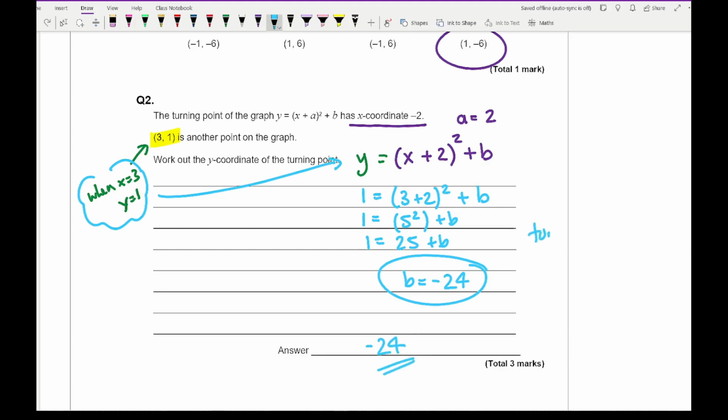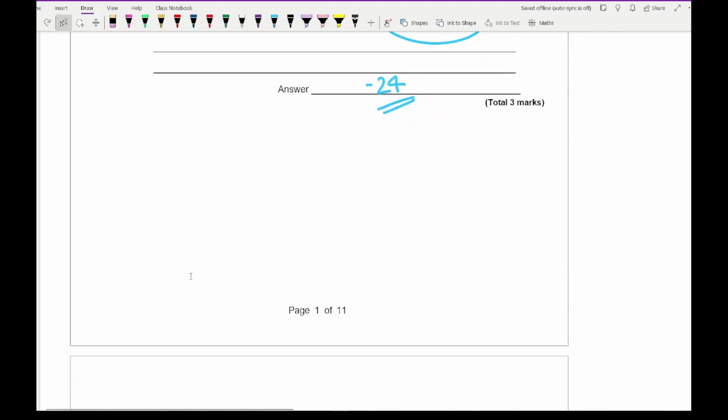If I wanted to, I could write the turning point coordinate, which is going to be (-2, -24), but the question's just asking me for the y ordinate, so it's just that number there. If I gave the coordinate, I probably would lose a mark.